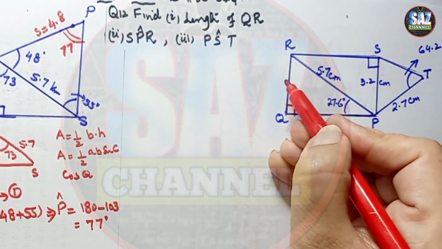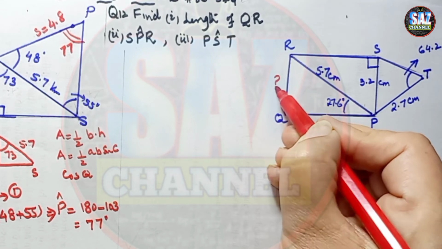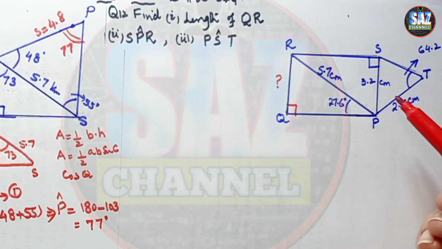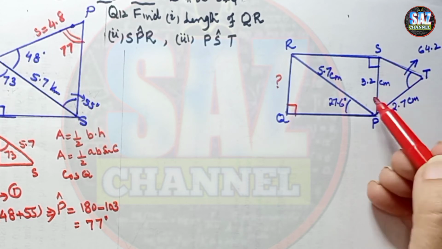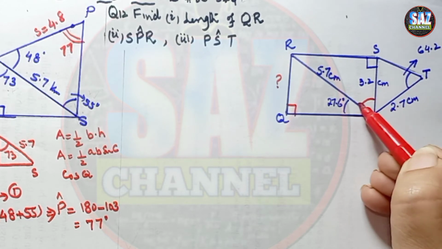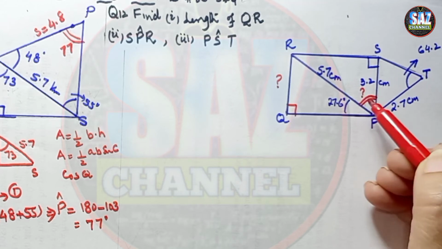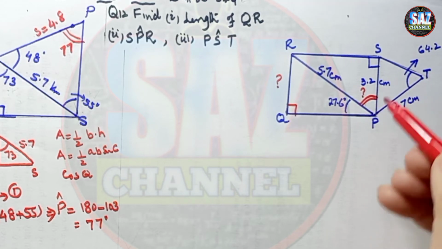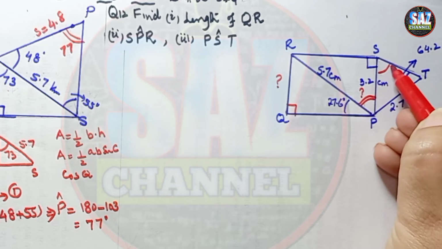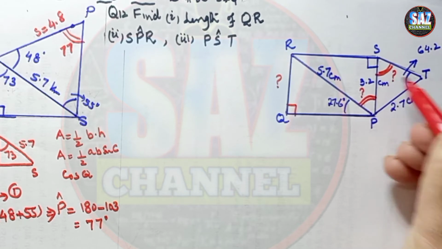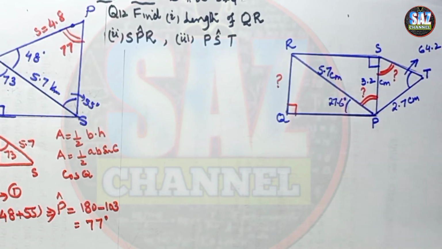The first requirement of the question is that we have to find length QR. Then we have to find the angle SPR, this is the second requirement of the question. And the third is angle PST. It's always good to read, understand and underline important terms of the question, and then you have to identify the parts of the diagram where the unknowns are involved.